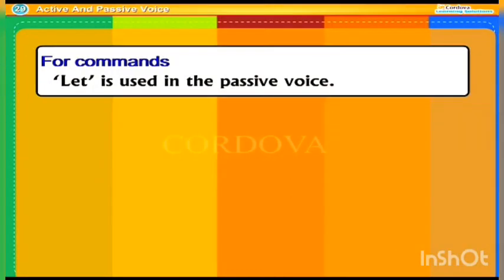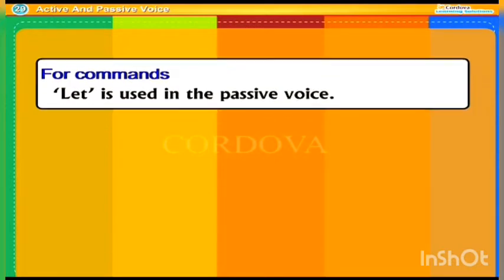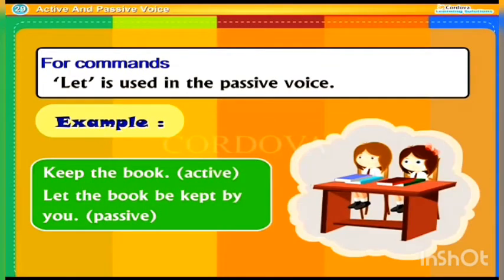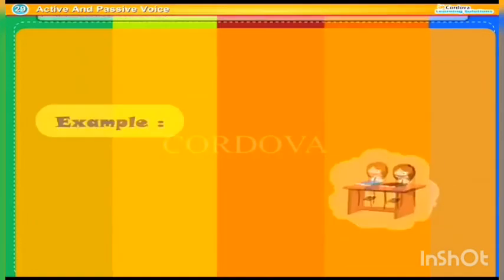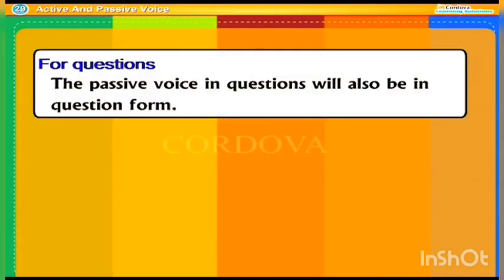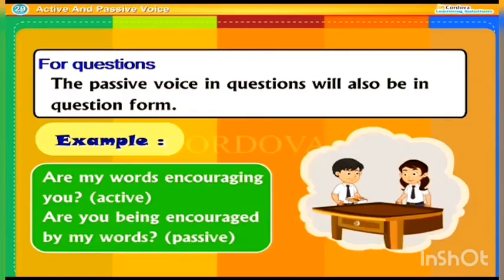For commands, 'let' is used in the passive voice. Example: Keep the book. Active. Let the book be kept by you. Passive. For questions, the passive voice in questions will also be in question form. Example: Are my words encouraging you? Active. Are you being encouraged by my words? Passive.